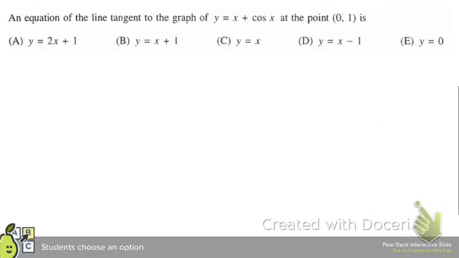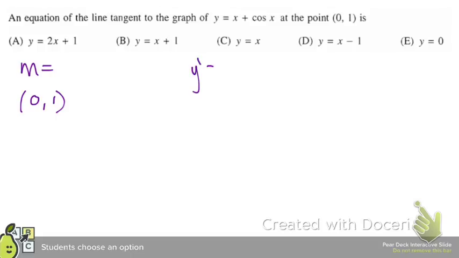An equation of the line tangent to the graph of y equals x plus cosine of x at the point 0, 1 is. So again, as a reminder, in order to write the equation of a line, we need a slope and we need a point. And in this case, they're kind enough to give us the point, both coordinates of it, just not the slope yet. So it's our job to figure out the slope.